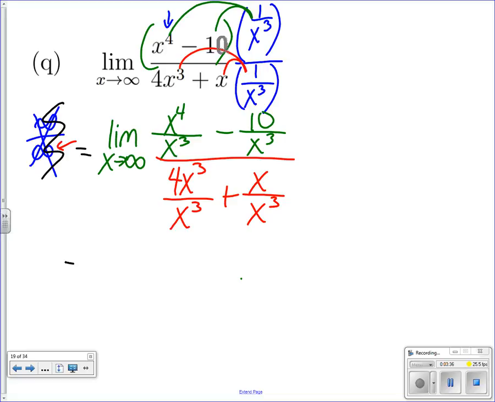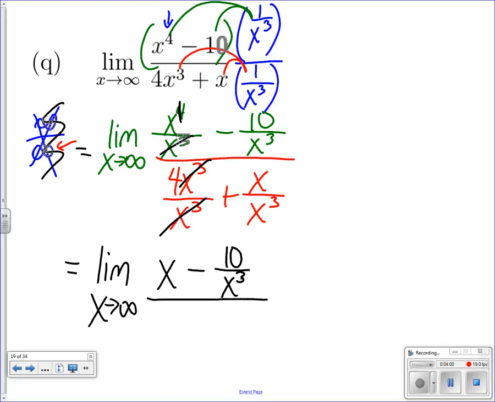Now this limit as x approaches infinity is the same thing as simplifying this a bit. We end up with x, because there are 3 on the bottom and 4 on top, so we're left with 1 leftover, minus 10 over x cubed. Nothing can really be canceled out there. All over, these x cubes drop, leaving us with just 4. Then there's x to the 1 on top and x cubed on the bottom, so when we cancel these, there are 2 left over. Again, those are just properties of exponents that hopefully you remember from your algebra class. So plus 1 over x squared.